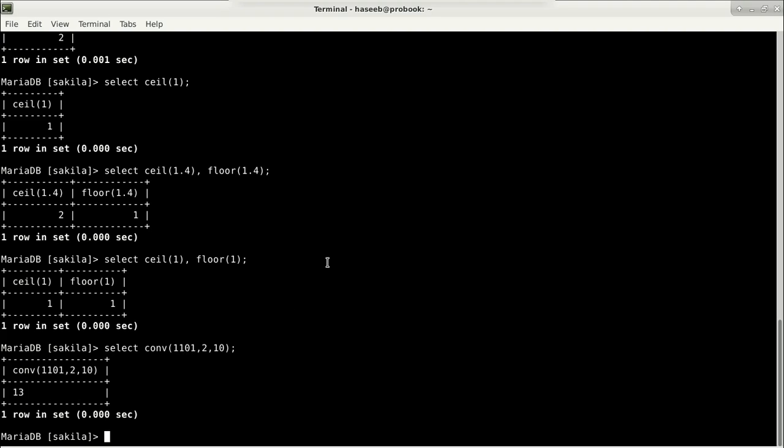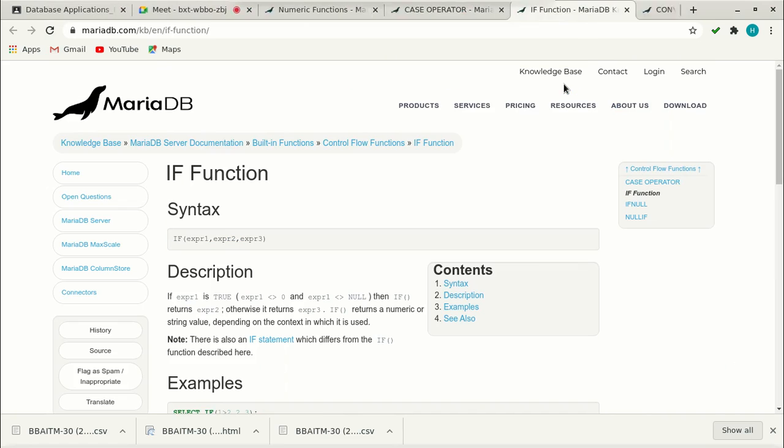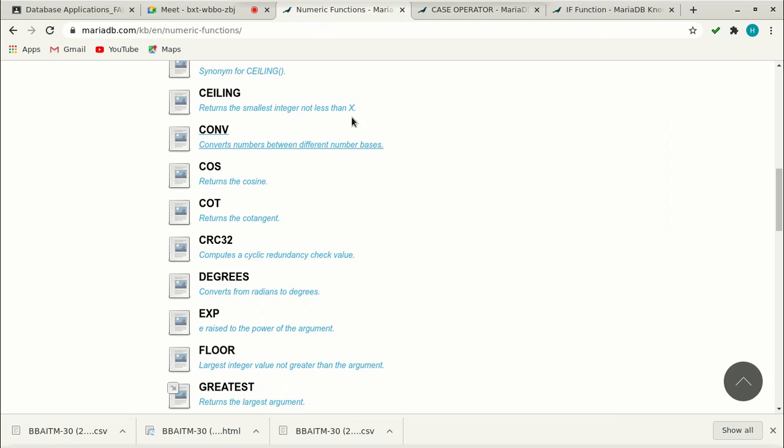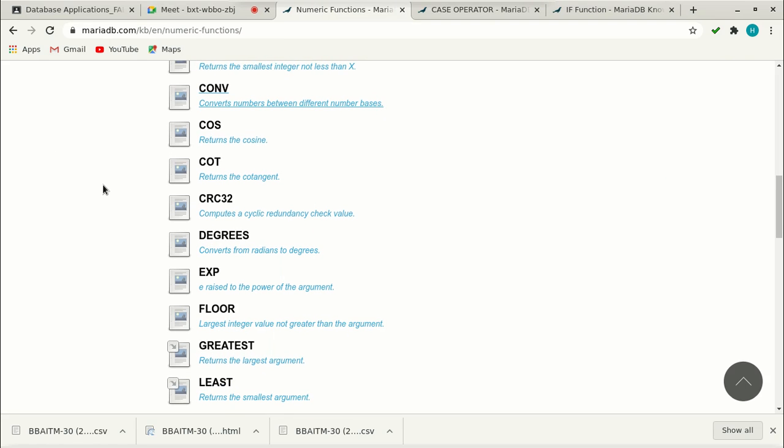Similarly, if I want to convert a decimal to a hex, or a hex to a decimal, or a decimal to an octal, or octal to a hex, or hex to a binary, you can do all types of conversions using this convert function. Very helpful function if you are writing a system program or a graphics library. So again, cosine, cotangent, we all know, so I'm skipping them.